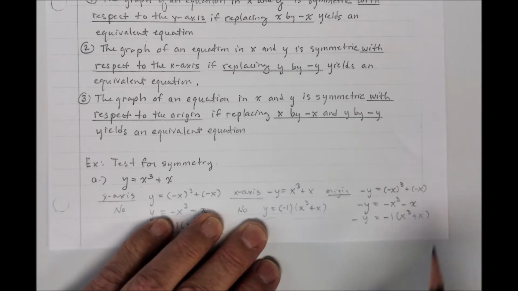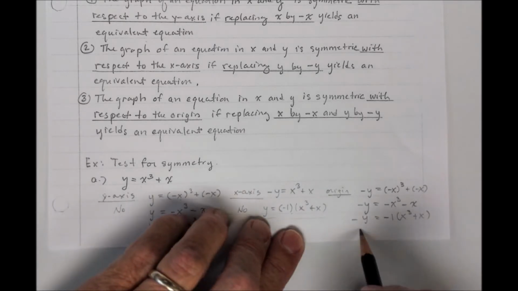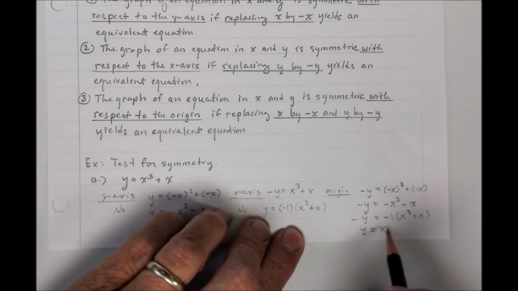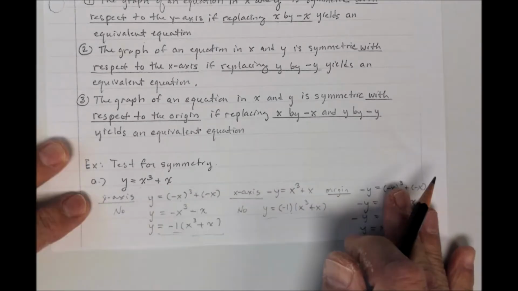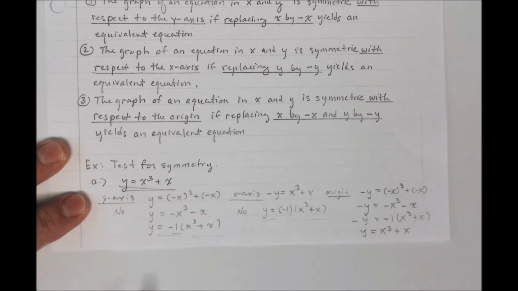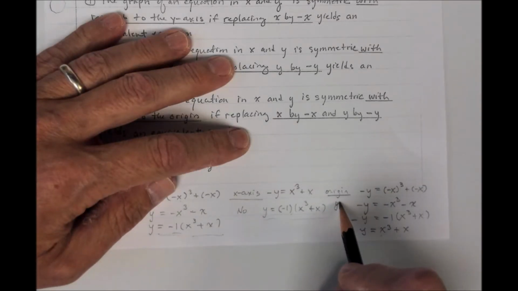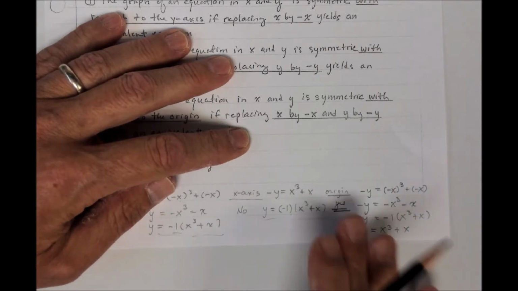And then look what happens. If I multiply both sides by -1, I get back to the original equation, an equivalent equation. So that means that this has symmetry with respect to the origin. So I'm going to write in a yes here. Okay. That's what you have to do.